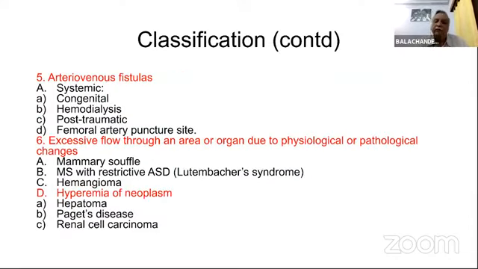Then you have arteriovenous fistula, which I already said could be post-traumatic, femoral artery is very rare now, and hemodialysis. You have excessive flow through an area which is due to physiological or pathological changes, like mammary souffle in pregnancy. You have Gutenberg syndrome, where there is MS with restrictive ASD, occasionally in hemangioma, and largely you have it in hyperemia of neoplasms like hepatoma, etc.